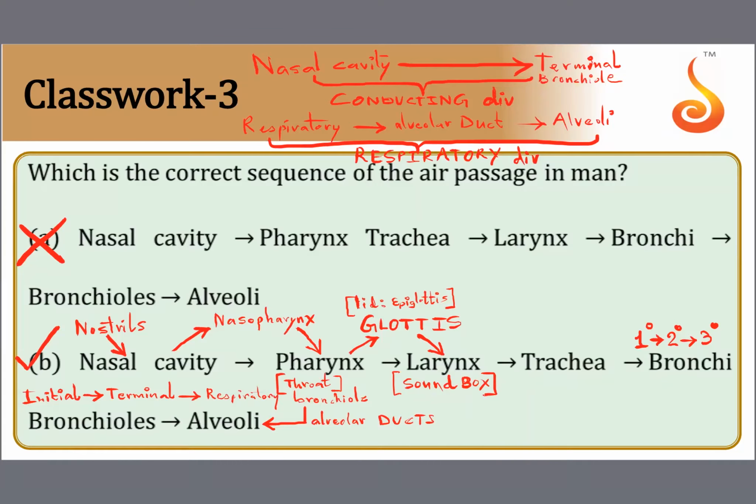Another question they can ask you: till which tube in your lungs will you find C-shaped hyaline cartilaginous rings? See, I told you that the trachea has C-shaped hyaline cartilaginous rings. I told you that there are 16 to 20 C-shaped hyaline cartilaginous rings lining the wall of the trachea. Till which bronchiole will you find the C-shaped hyaline cartilaginous rings? Very good. It is still the initial bronchioles. Beyond initial bronchiole, you will not find the C-shaped hyaline cartilaginous rings.